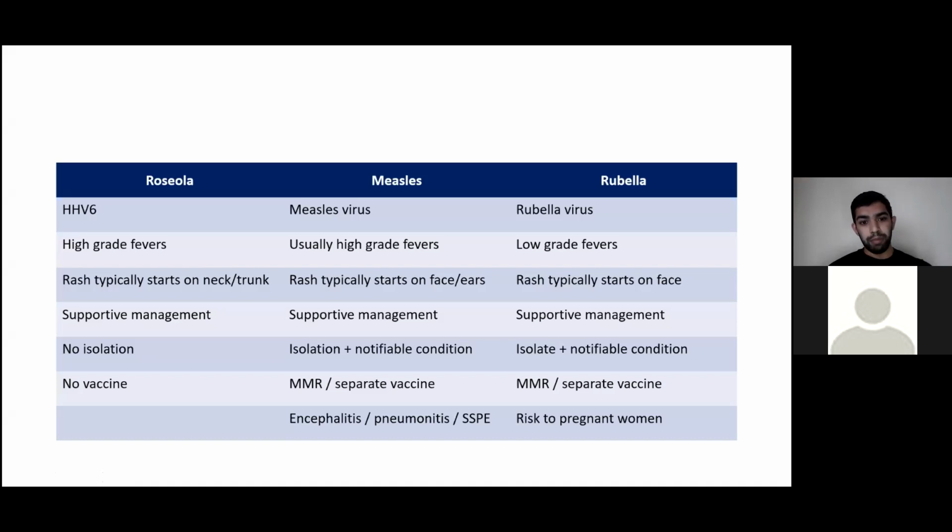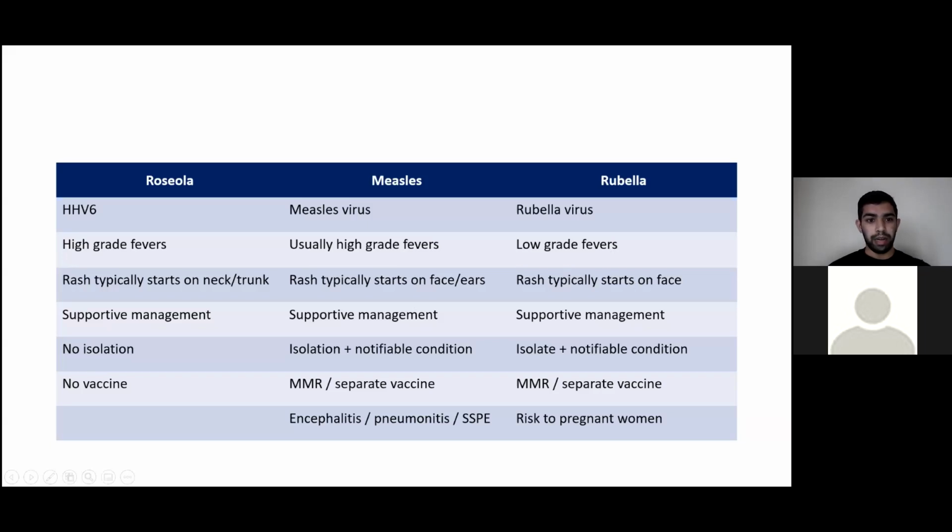Now, I've got this table here, so I'm going to leave it on the screen for a bit. I'm not going to talk through it as it's quite didactic, but I just put this together to help you separate some very similar presentations between Roseola, measles, and rubella. If you want to take a screenshot, you can, and I'm sure if you want to make notes on it when this video is up, you'll be able to do so as well.